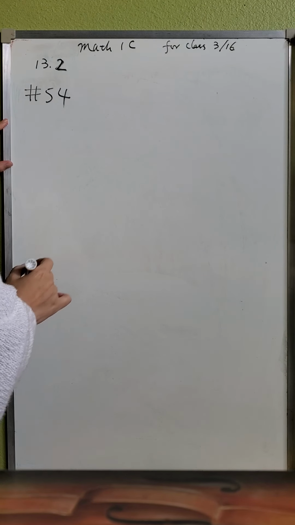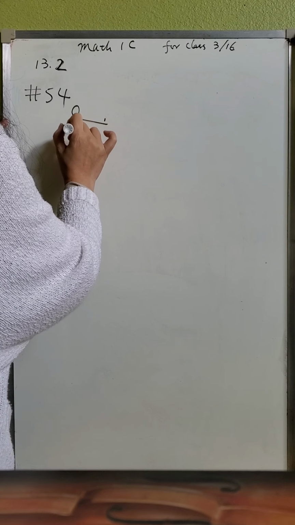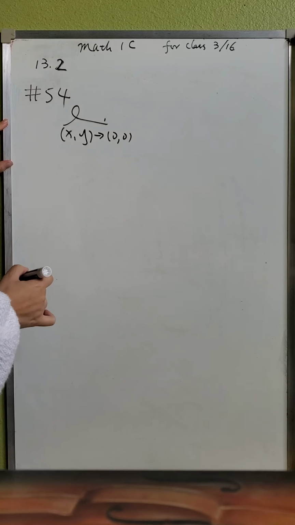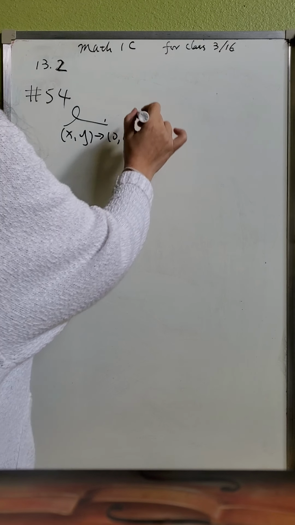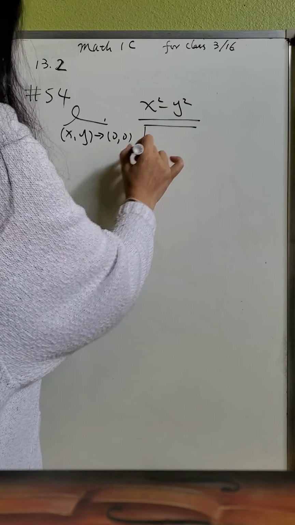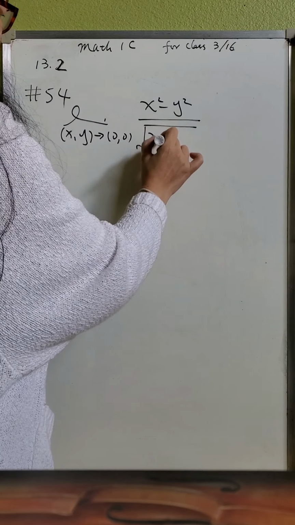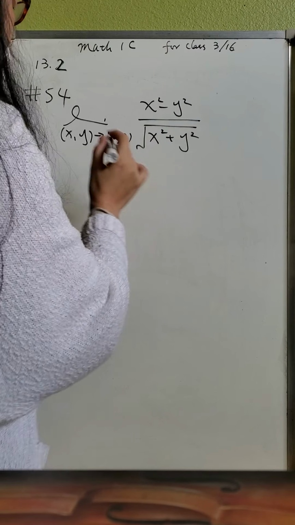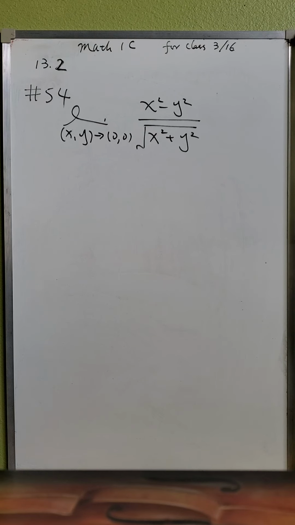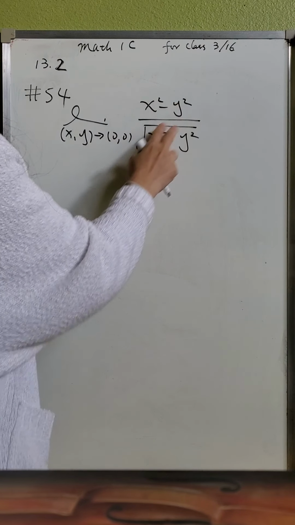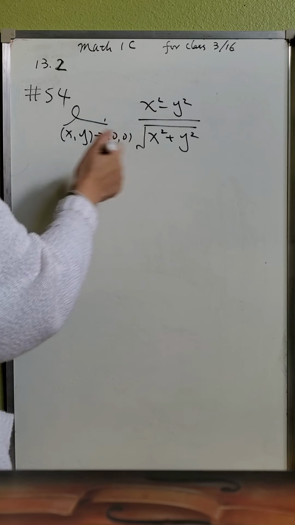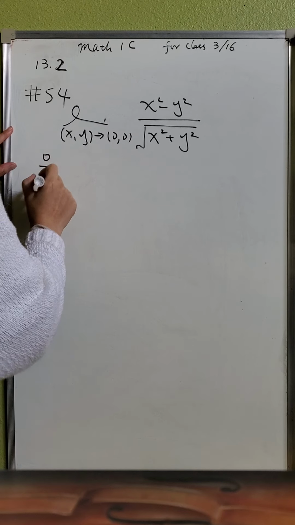Let's look at number 15.4. If we have the limit as (x, y) approaches (0, 0) of (x squared minus y squared) over (x squared plus y squared). Okay, look at this problem first. If we're going to substitute this number inside here, what happened? We're going to get 0, 0, 0, 0. So 0 over 0, right? So you get 0 over 0.